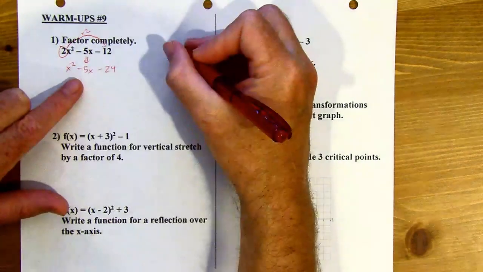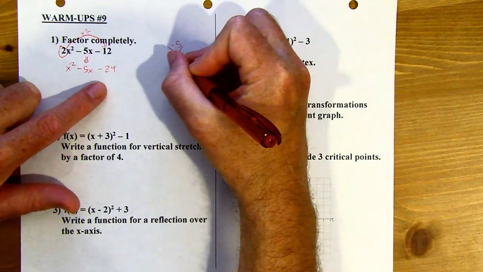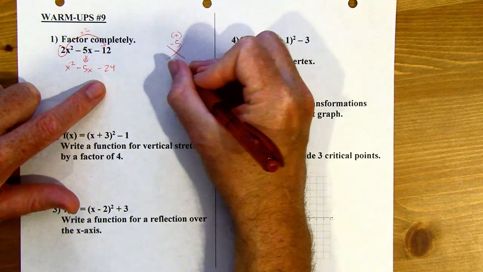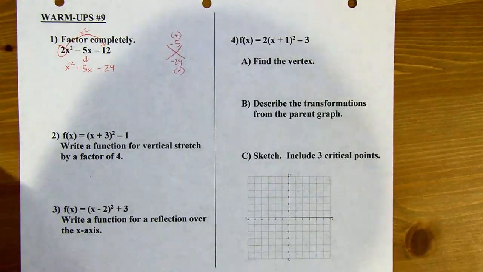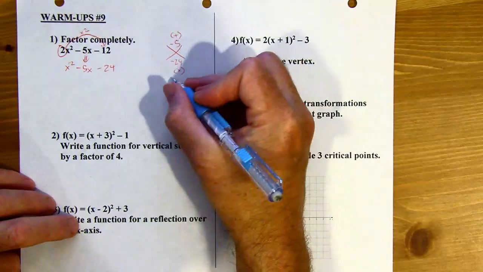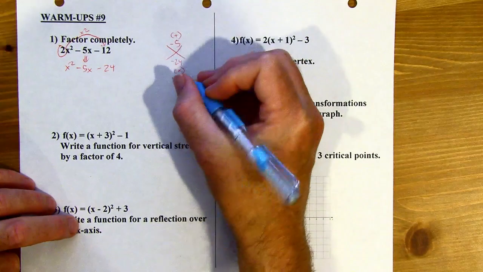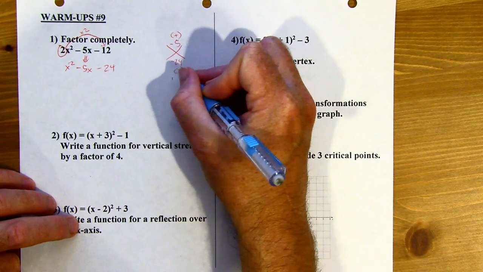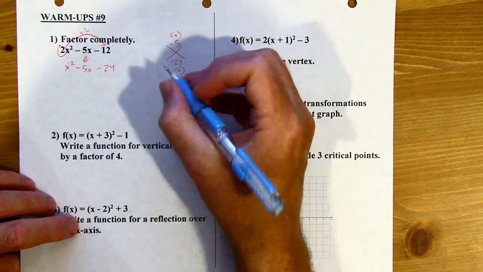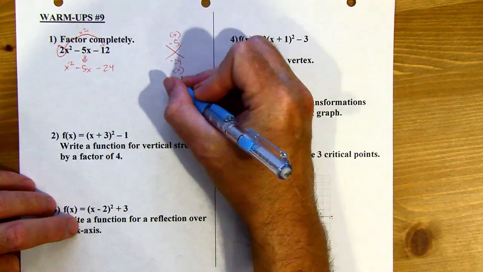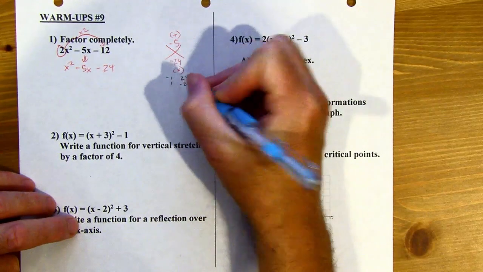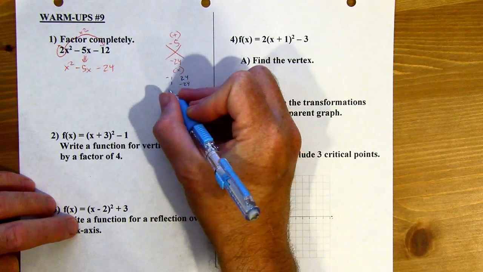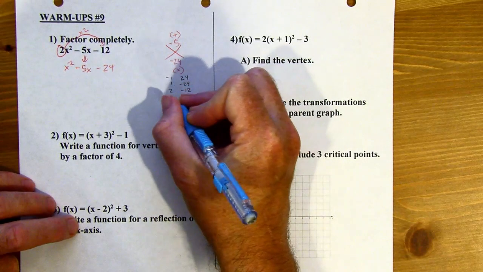I'm putting the negative 5 on top and the negative 24 on bottom. And I'm looking for two numbers that add to negative 5 and the same two numbers multiply to negative 24. So I'm going to start thinking about some different ways to multiply to get 24. Now one of these is going to have to be negative, but I'll just write them both. So I'm looking for a pair that's going to add to negative 5. So let's see, 2 and negative 12, or negative 2 and 12.